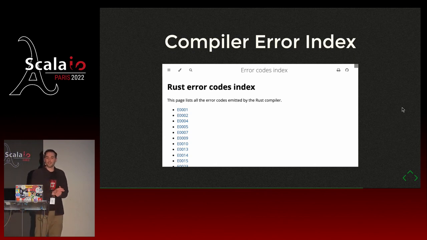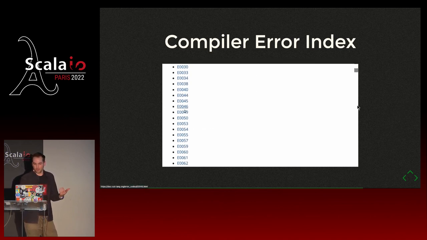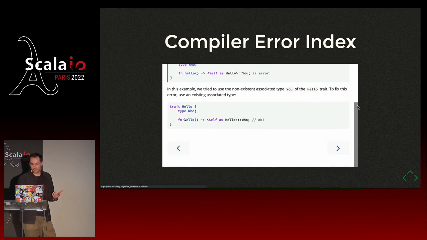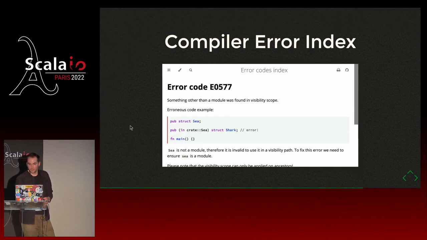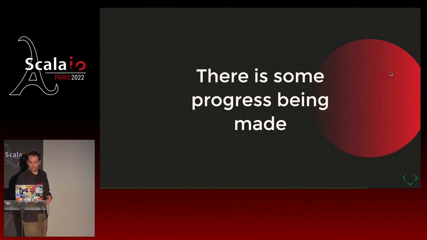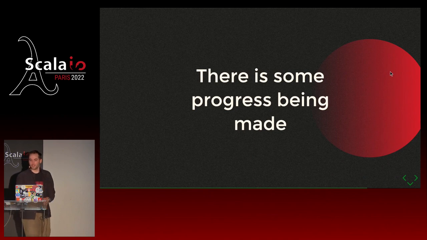Well, what about a compiler error index? Again, we mentioned this before. This is another thing that it has, right? We have a whole huge list of all these different diagnostics. Let's check 576. Again, we have specific examples. This is really nice to have, okay?